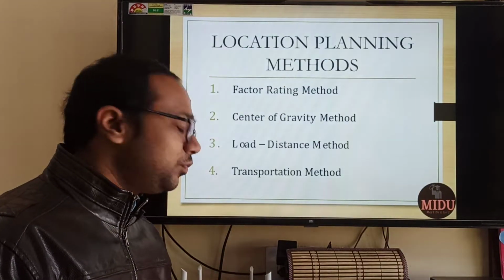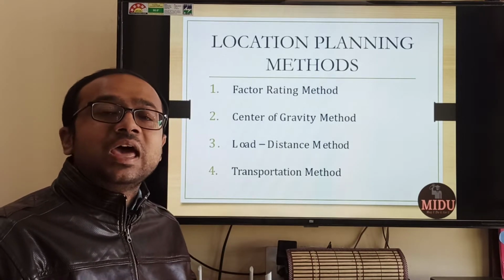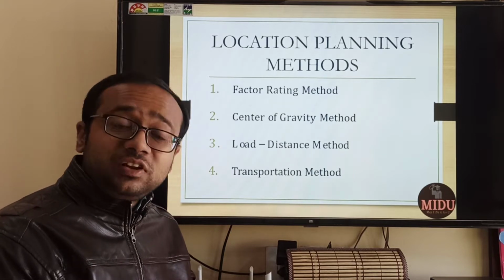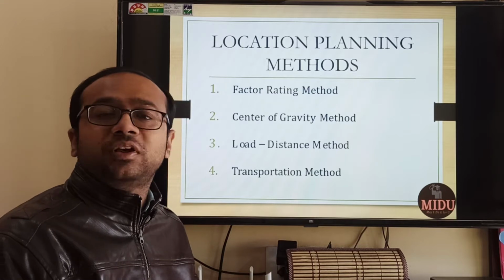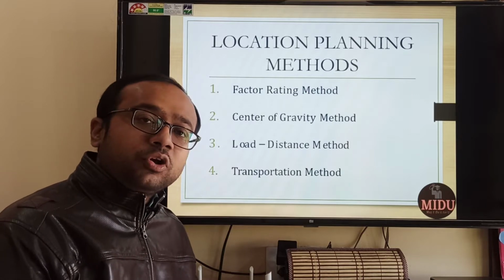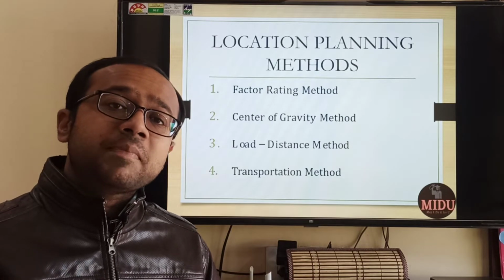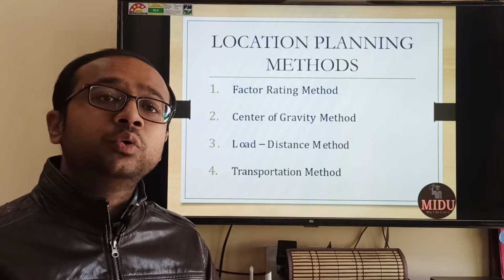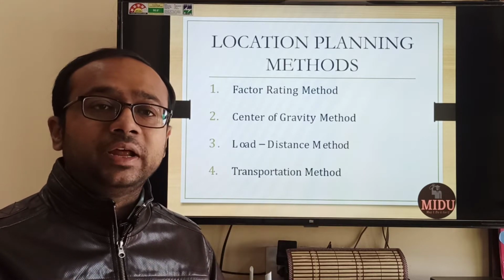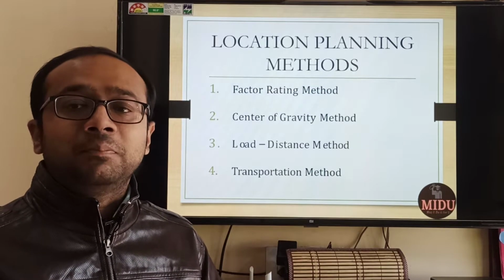Friends, in our previous videos, we have already discussed that there are various factors which are important for selection of a plant location. It can be the availability of labor, availability of raw material, various legislations in place, transportation cost, and various other factors. But as a planner, people in the supply chain department would know that many times they have to plan a new plant, a new depot, or a new RDC for their company. So how to do that? How to take that location decision? For that, there are various methods which we will discuss along with examples in today's video.